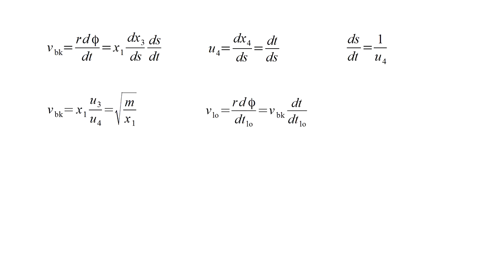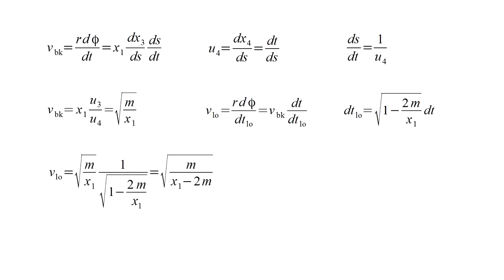The orbital velocity according to a local observer is r d phi over dt local, which we write as the bookkeeper velocity times dt over dt local. dt local equals square root 1 minus 2m over x1 times dt. Using that, we find the local observer velocity is square root m over x1 minus 2m.